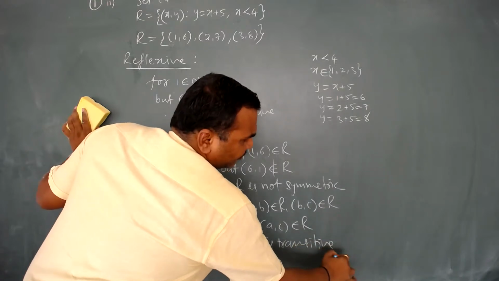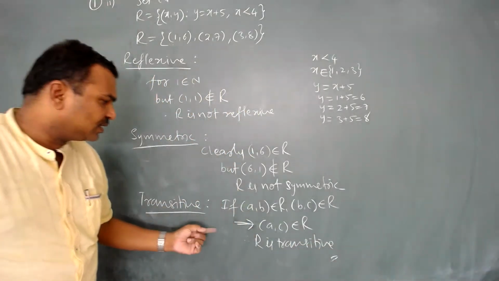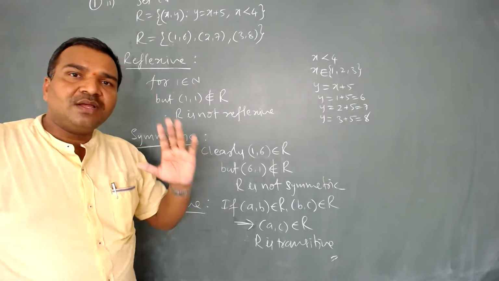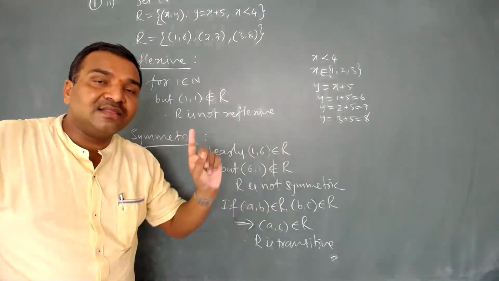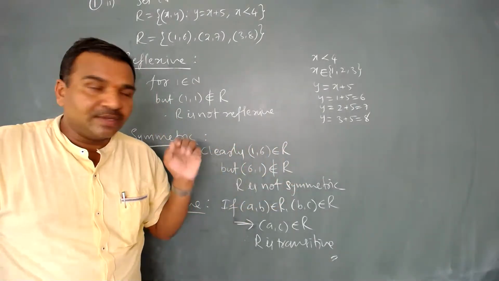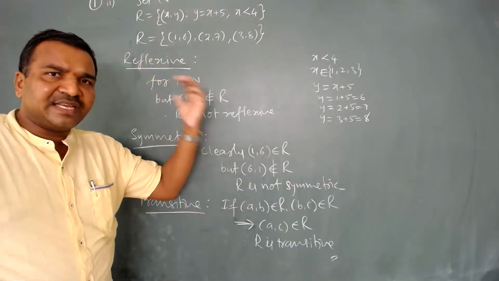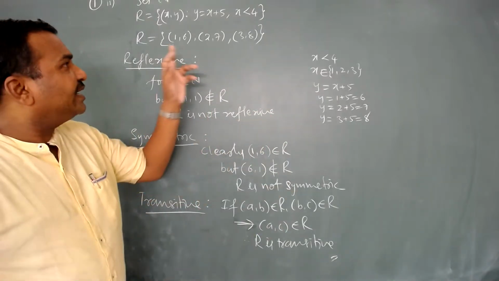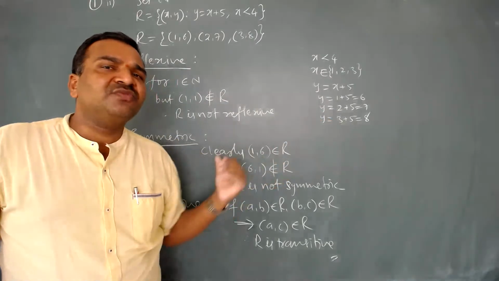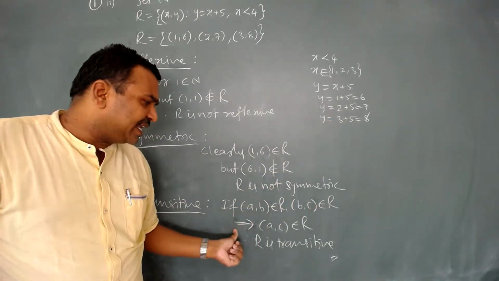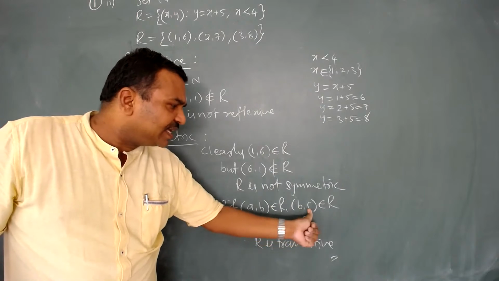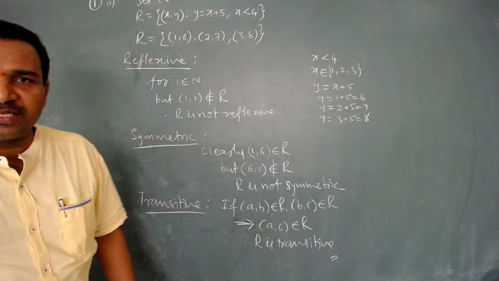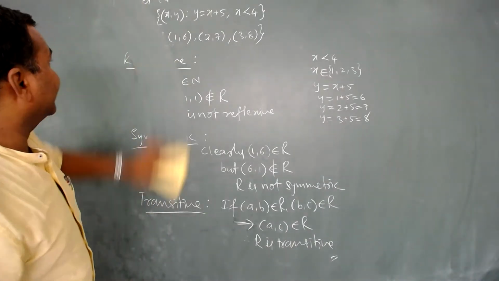So don't get confused, because you might get some contradiction. Actually, what is the definition of transitive? If (a,b) and (b,c) are there, then we have to prove (a,c) is also there. If we take any elements (a,b) and (b,c), then I will prove (a,c) is also there. Here it is not possible to get (a,b) and (b,c), so there is no need to prove (a,c). That's why I directly wrote it. If (a,b) and (b,c) are there, we can prove (a,c) is also there. That's why it is clearly transitive. Clear?